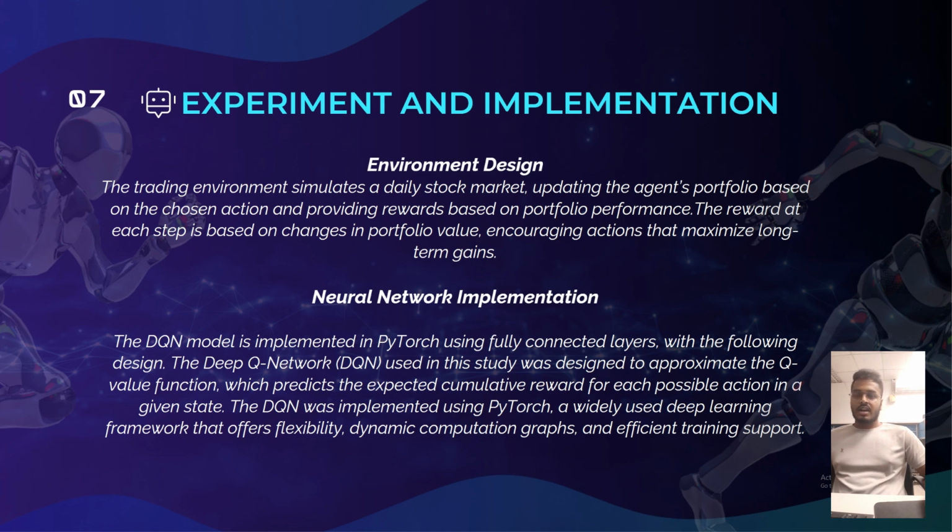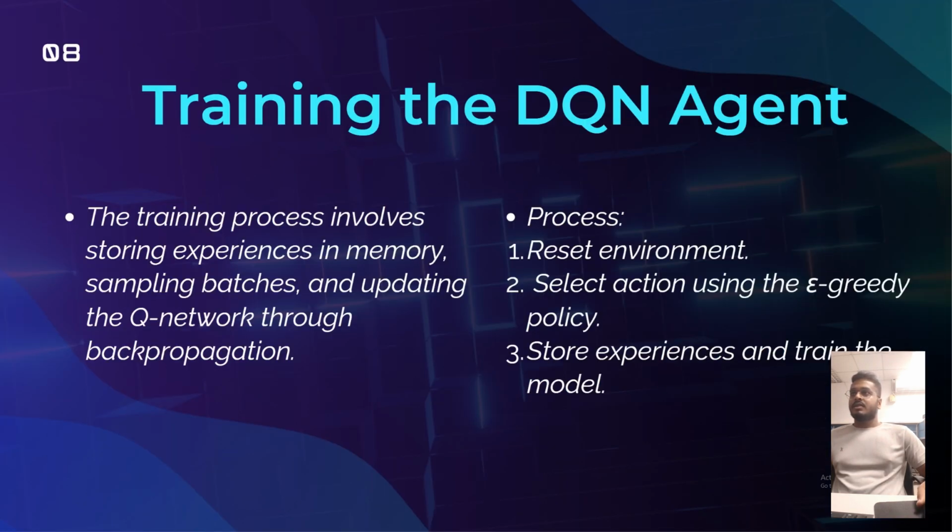With the following design, the deep Q network used in this study was designed to approximate the Q value function, which predicts the expected cumulative reward for each possible action in a given state. The DQN was implemented using PyTorch, a widely used deep learning framework that offers flexibility, dynamic computation graphs, and efficient training support. Then training the DQN agent.